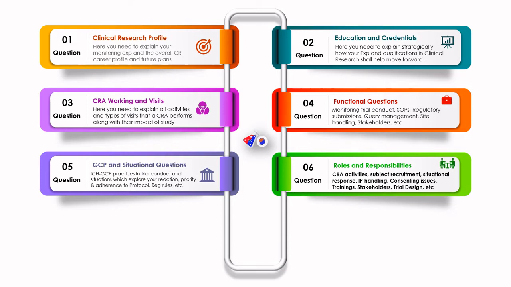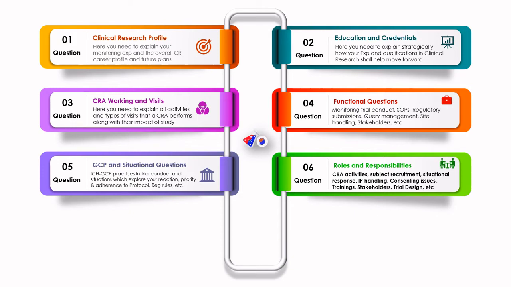Here they can also ask you a question about IP handling. For example, if IP is stored at a particular temperature and there is a temperature deviation, what is your plan of action? How will you retrain? What kind of corrective and preventive action will you take?